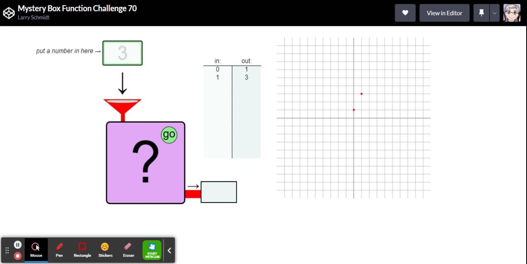Let's try 3. Oh, whoops. So that went way down. What could this be? It could be a downward opening parabola. It could be a downward opening absolute value. Let's, I put in a 3. I meant to put in a 2. Let's try a 2.